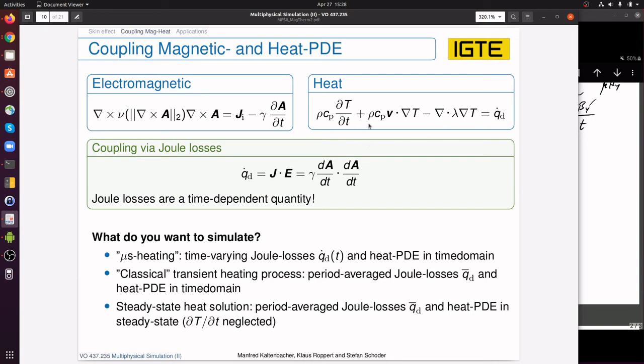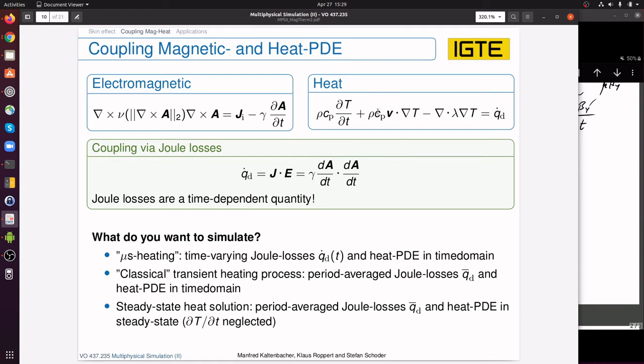So solve the convective heat PDE in a transient simulation. You have to discretize it in certain time steps and solve this PDE for every time step, and also take care that you're using a good time integration scheme, because this convective term might introduce some numerical issues, as we've already discussed last time. So this is the microsecond heating: Joule losses in time domain, and convective heat PDE in time domain.